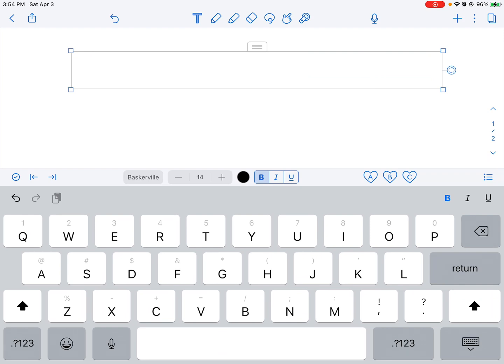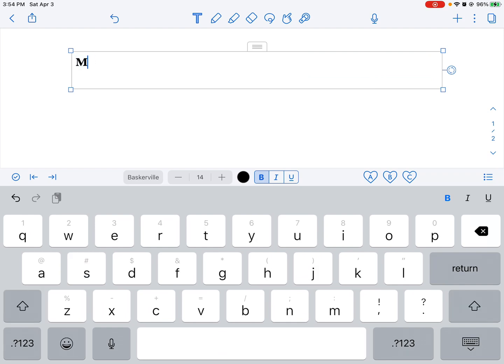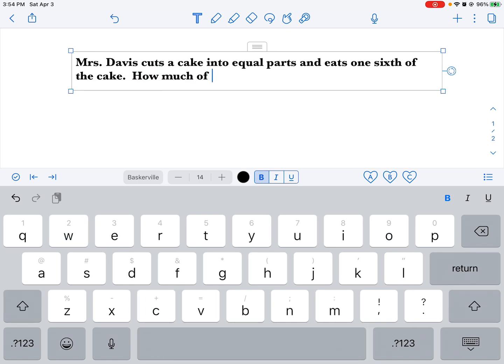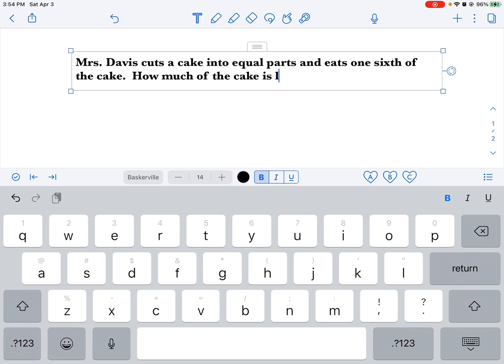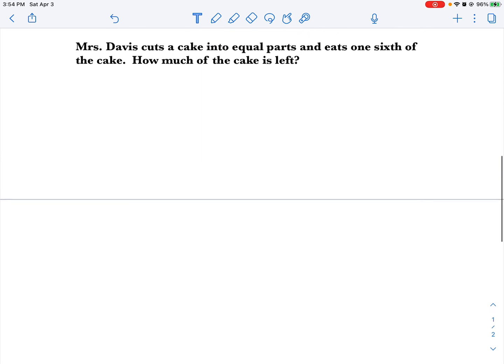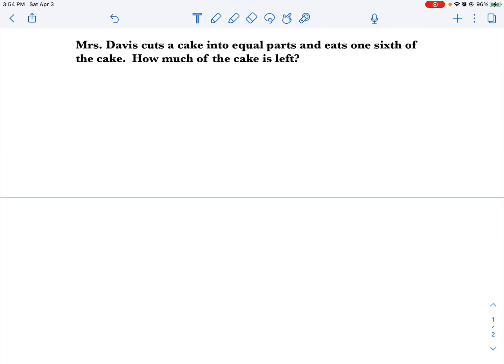So let's say we had a word problem of, let's see, Mrs. Davis cuts a cake into equal parts and eats 1/6 of the cake. How much of the cake is left? Now, I had a lot of you get a little stuck on this last week. So first of all, I want you to think about what fractional unit this is talking about.